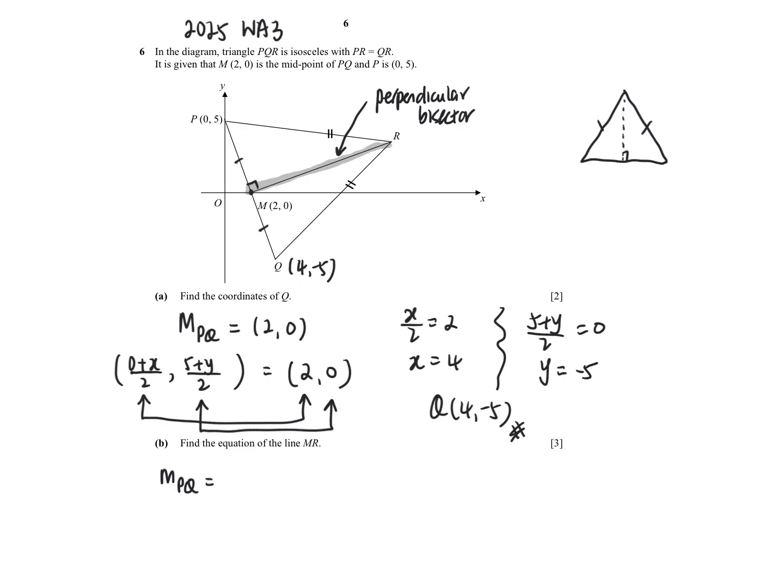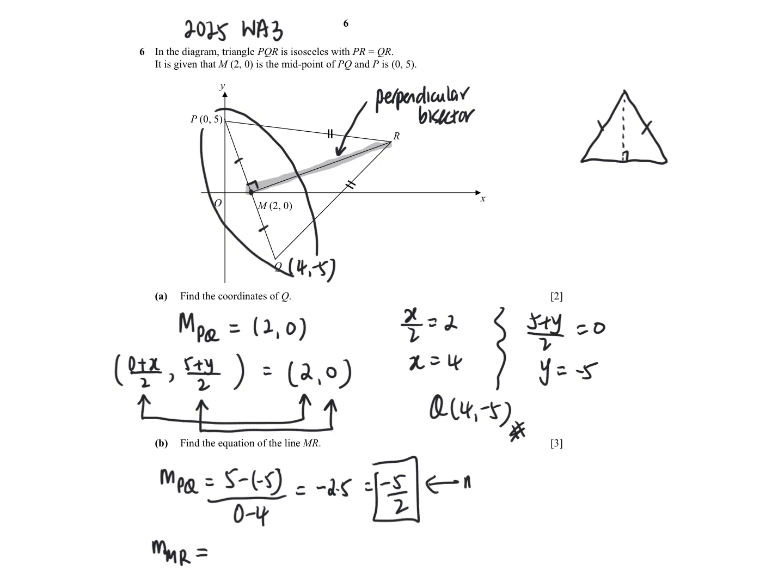So the gradient of PQ is y2 minus y1 over x2 minus x1. So 10 divided by minus 4, so minus 2.5, or minus 5 over 2. So the gradient of MR, which is perpendicular to this, is the negative reciprocal. Negative reciprocal means you reverse the sign and then you flip the fraction.